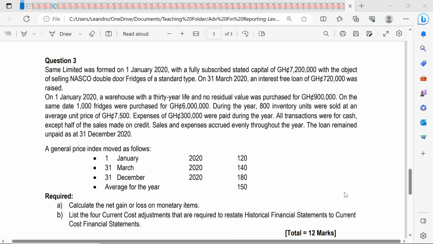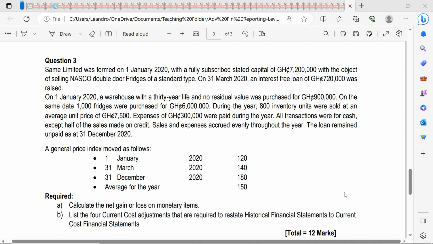And question 3, I required you to calculate the net gain or loss on monetary items. So you were just supposed to identify the monetary items and work on them. Some of you went and prepared the whole income statement. I don't need an income statement. You only need the monetary items. And there were only 2: your cash and your liability, the loan.